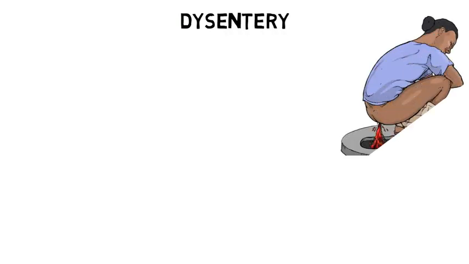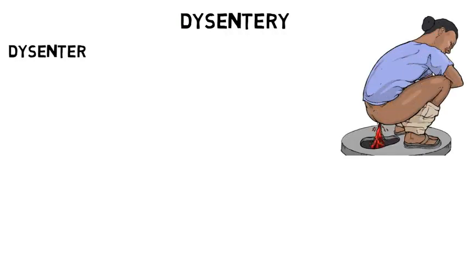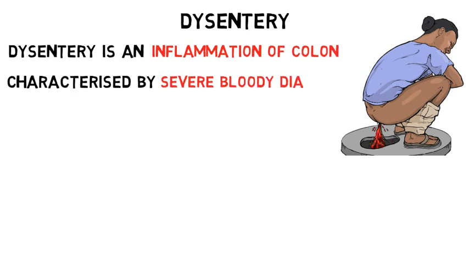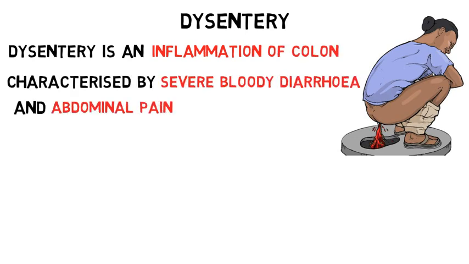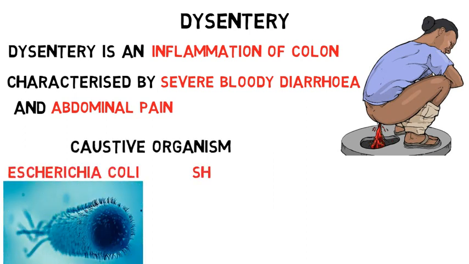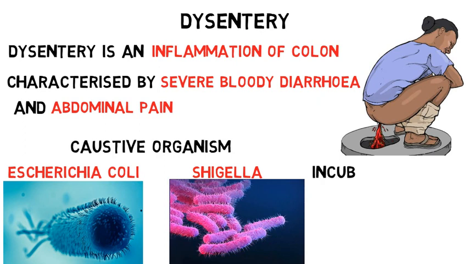Hey guys, today's topic is dysentery. Dysentery is inflammation of the colon characterized by severe bloody diarrhea and abdominal pain, which is caused by the organisms Escherichia coli and Shigella, and the incubation period is 1 to 3 days.